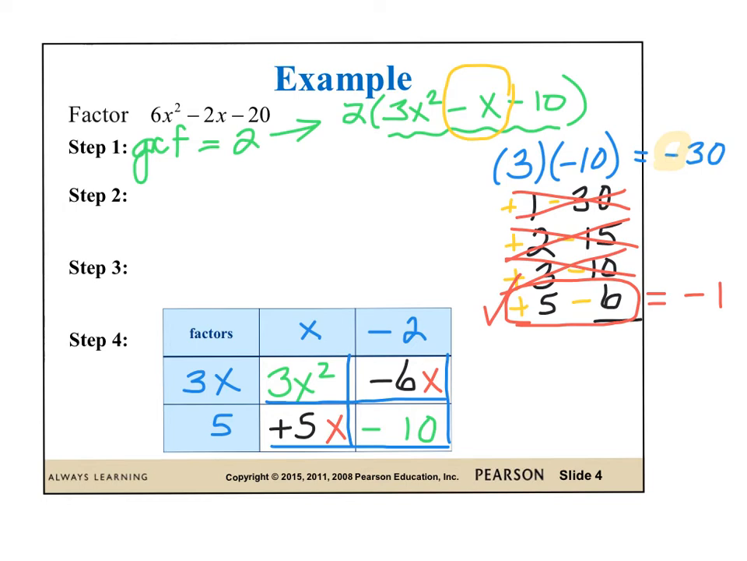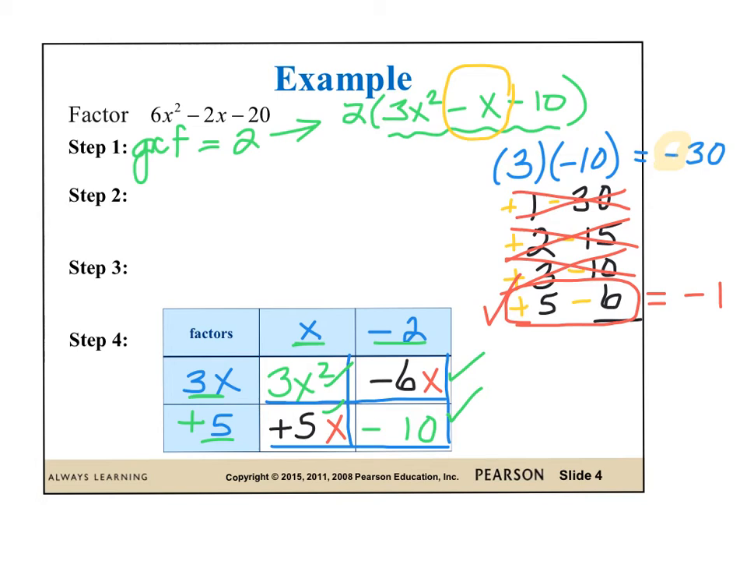Now we go to the check phase. 3x times x is 3x squared. 3x times negative 2 is negative 6x. 5 times x is positive 5x only if the 5 is positive. And positive 5 times negative 2 does indeed give us negative 10. And so now we have our factors.